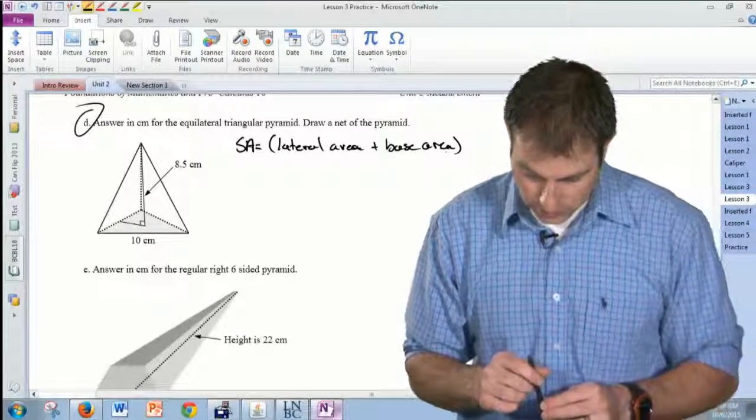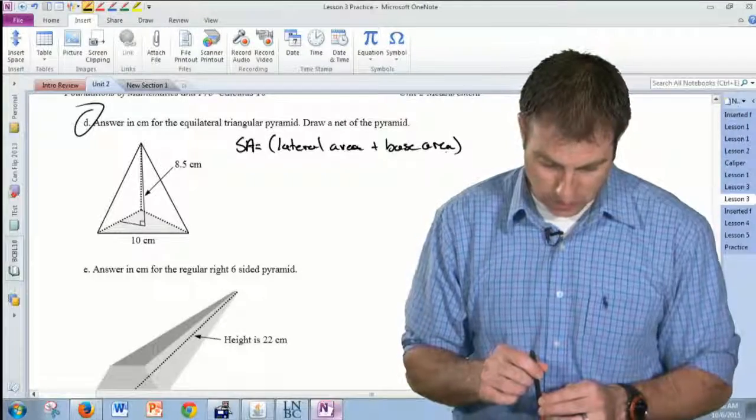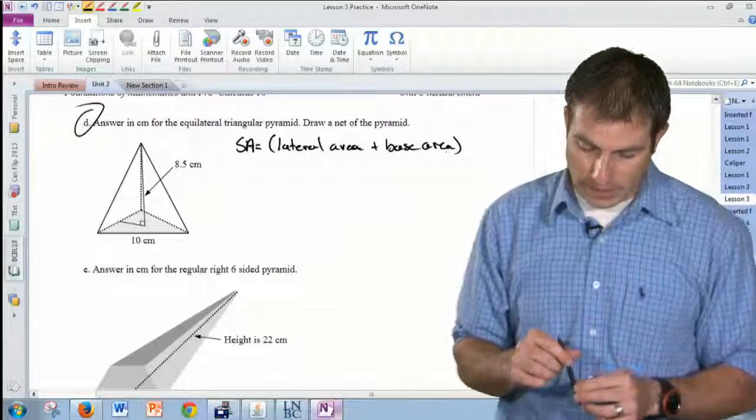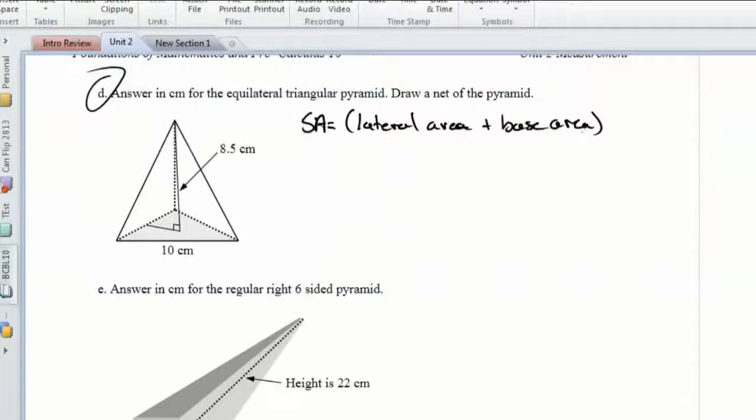But we do have some information. We have the height of this, and we have three faces, which are all the same. We have the base length, and we should have enough there. The first thing it says is draw a net of the pyramid, and hopefully you recall from grade 9 drawing nets and what those are all about. I'm going to maybe just do it down below here.